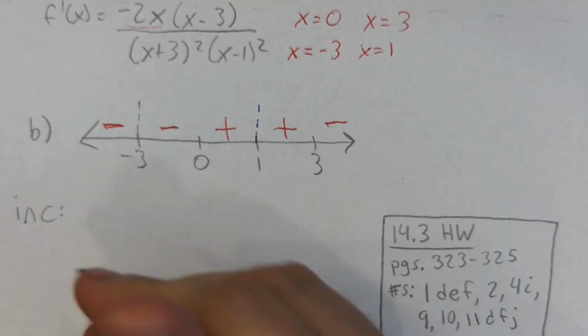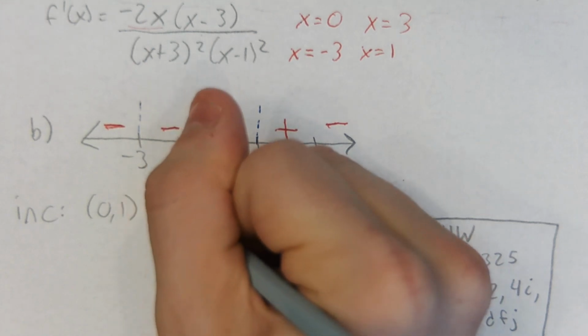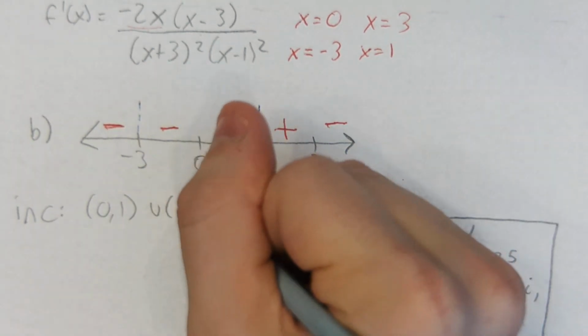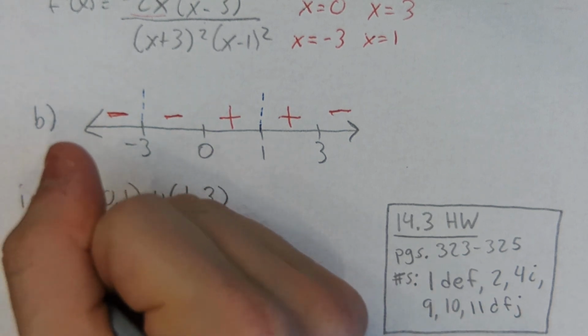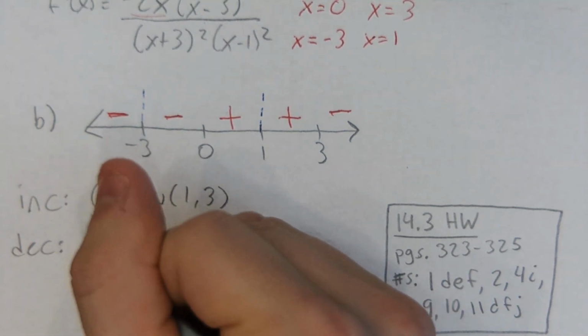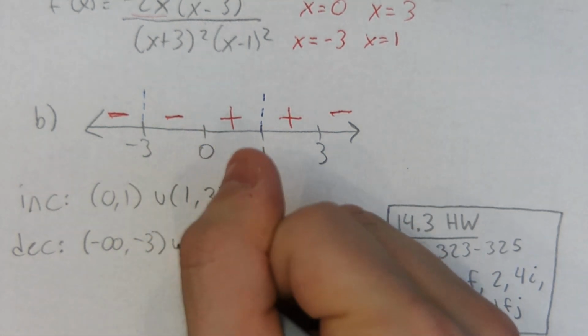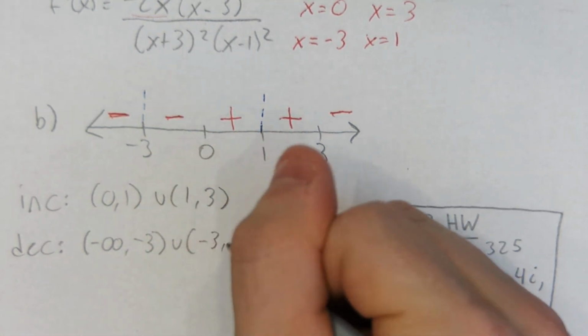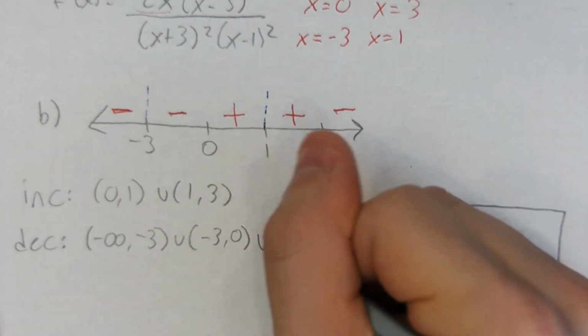So we're increasing from 0 to 1, and then again from 1 to 3. And we're decreasing in the other 3 intervals. So to the left of negative 3, between negative 3 and 0, and one more time to the right of positive 3.